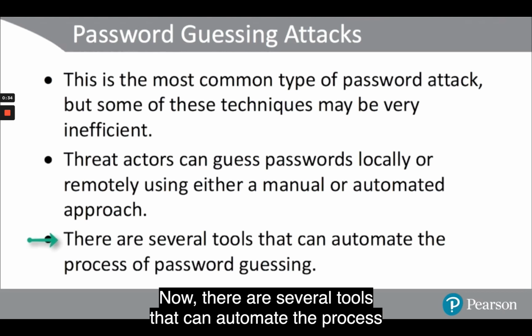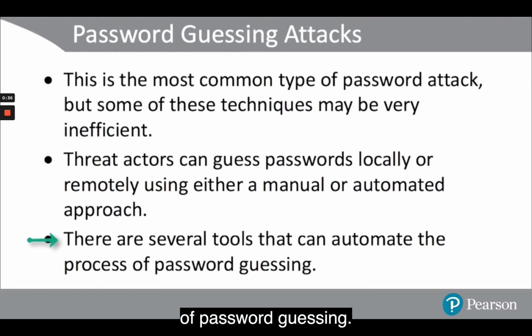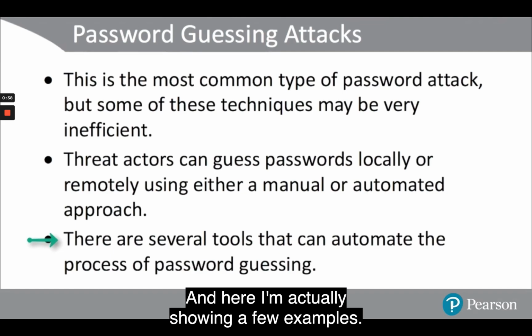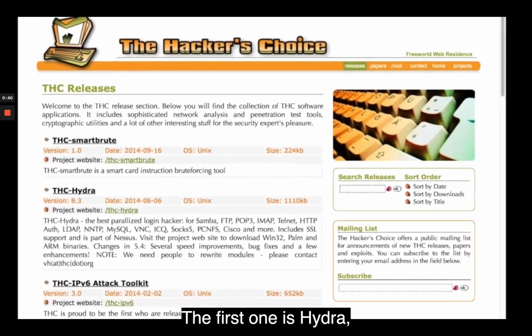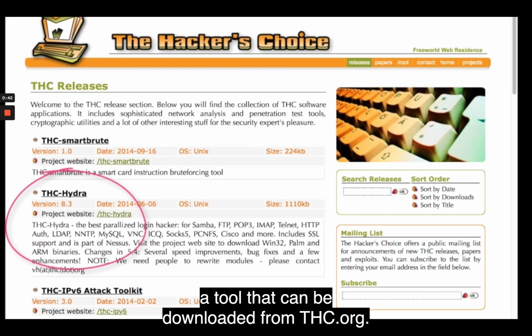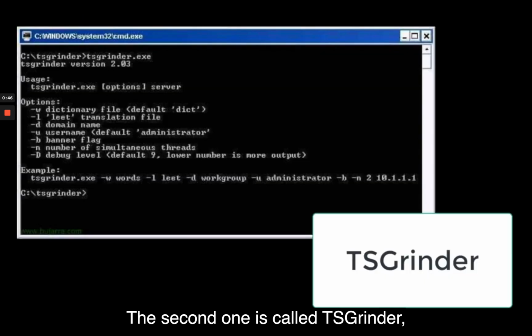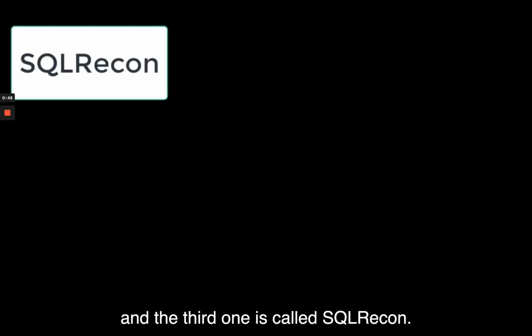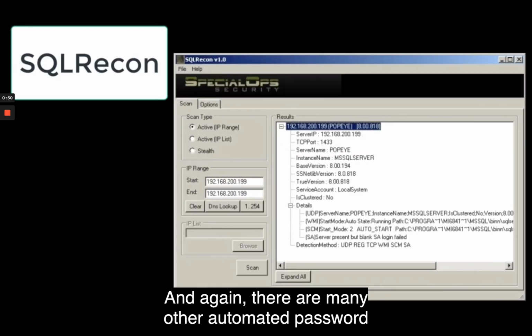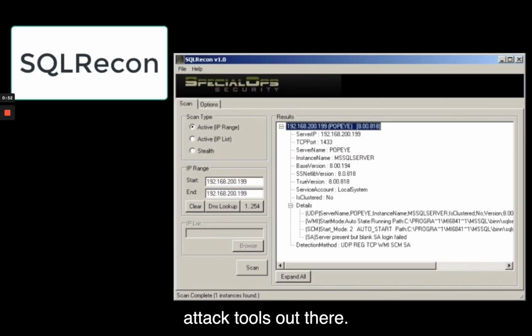Now, there are several tools that can automate the process of password guessing, and here I'm showing a few examples. The first one is Hydra, a tool that can be downloaded from thc.org. The second one is called TS Grinder, and the third one is called SQL Recon. And again, there are many other automated password attack tools out there.